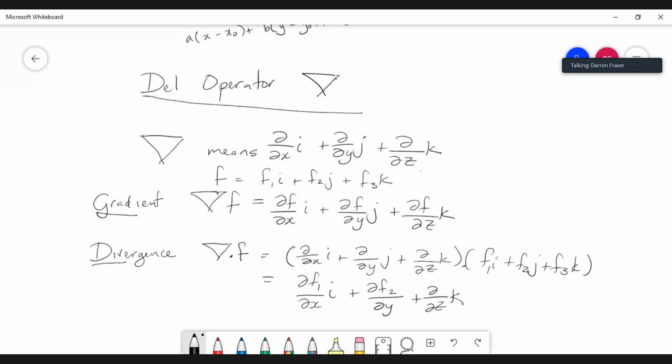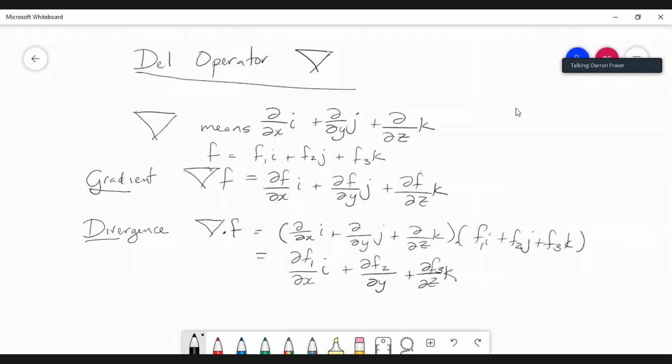So when you find the gradient, you differentiate the whole function. When you find the divergence, or div f, then you differentiate the first component, differentiate the second component, and differentiate the third component with respect to k. And the final one that we, well, there are two more.